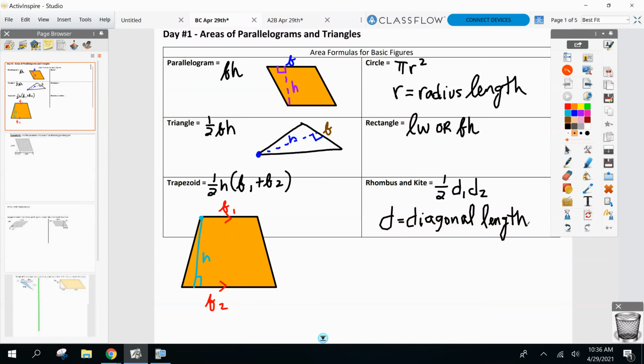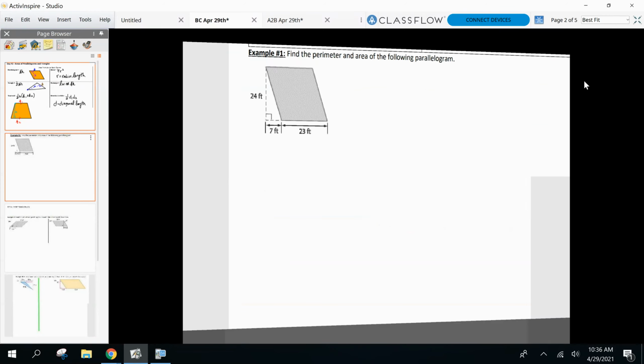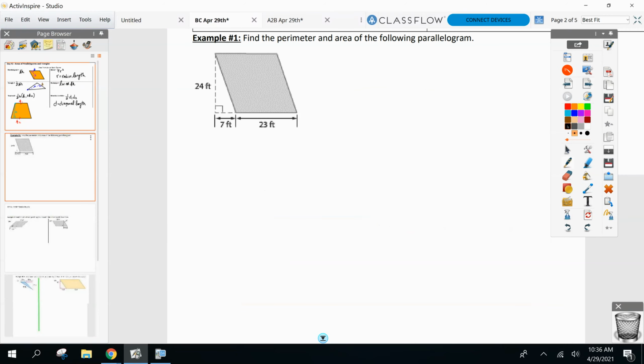Today, parallelogram and triangle, that's our focus. So why don't we start with the parallelogram right now? All right, perimeter and area. That's going to be a common question. Not only give me area, but also give me perimeter. So let's start with the perimeter of this parallelogram. We already know one side is 23. Guys, you know your parallelogram properties. What's got to be another side length? 23. Opposite sides are congruent.